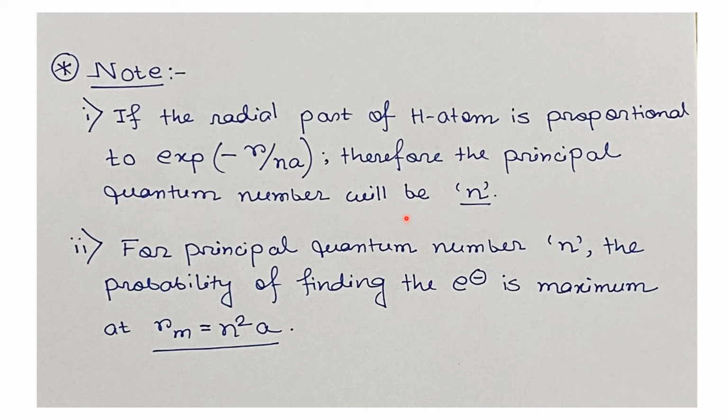Now if we know the principal quantum number for the wave function, we can say directly the probability of finding the electron is maximum at Rm equals n square a. So in our case n equals 2, so the most probable value of Rm is 4a. So this shortcut formula we can apply to find the solution of this question.